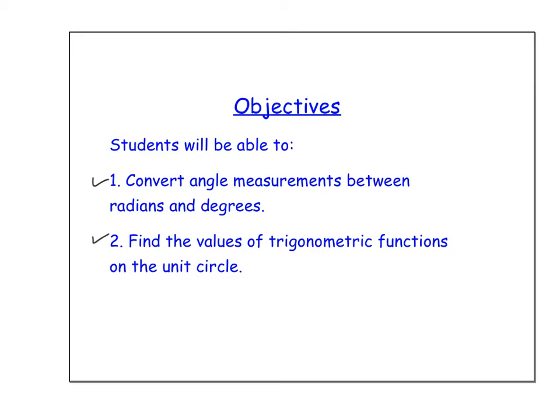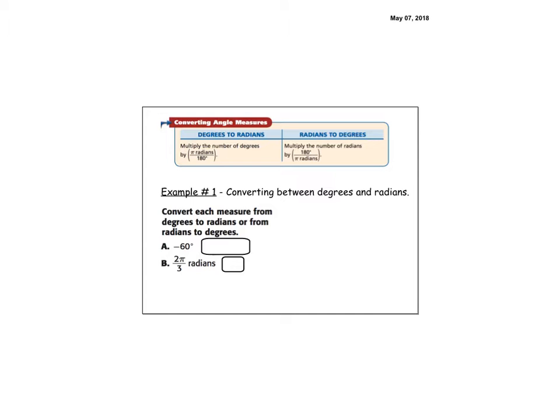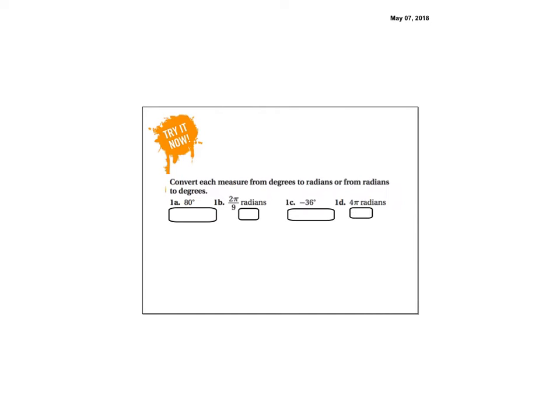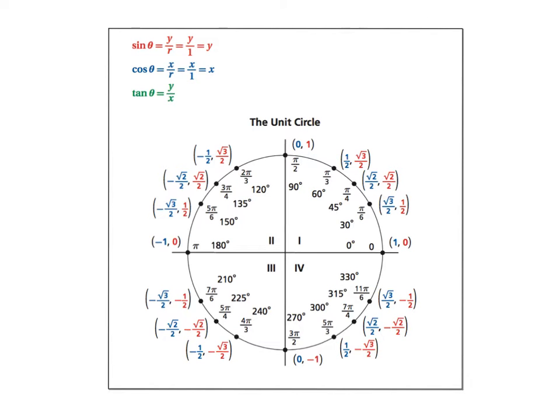So the objectives are to convert angle measurements between radians and degrees, which we've already covered, and to find the values of trigonometric functions in a unit circle, which we kind of already covered. We talked about radians. We've done the converting between degrees and radians. Hopefully you've done that part already. We talked about the unit circle, and just a little bit more about the unit circle.